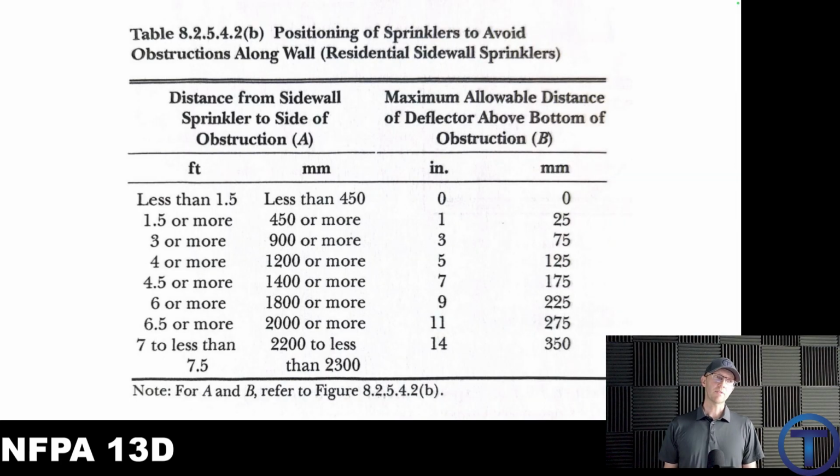Now we get a similar table. This is table B, the position of sprinklers to avoid obstruction along a wall. This is residential sidewall. Look at the left here. We have distance from the sidewall sprinkler to the side of the obstruction, again in feet, and maximum allowable distance of the deflector above the obstruction.